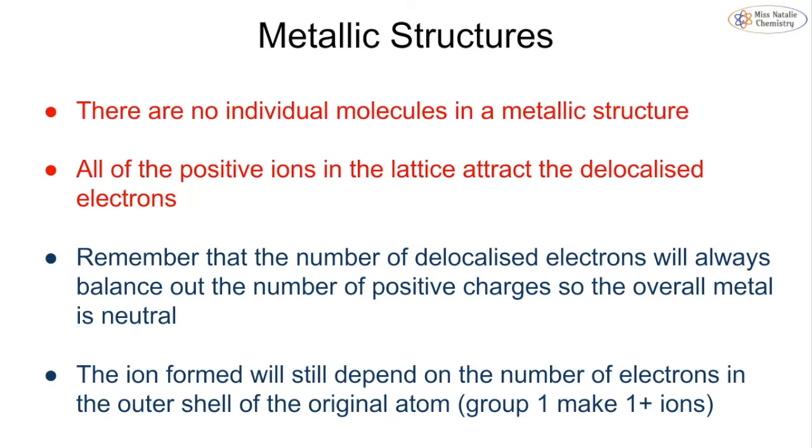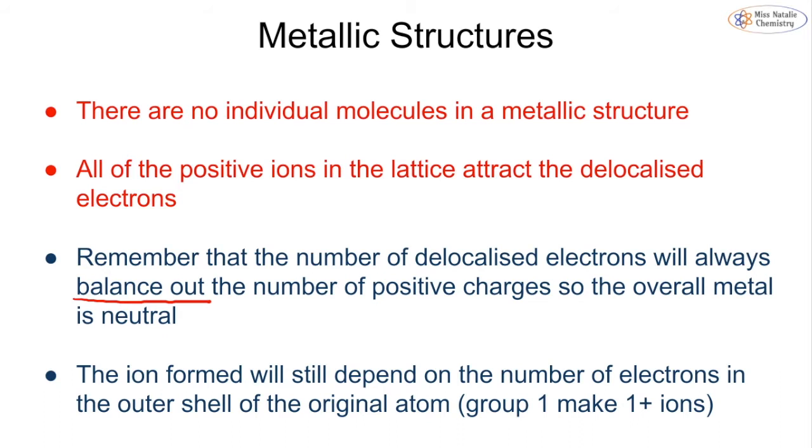Now, within a metallic structure, there are no individual molecules. All of the positive ions in the lattice attract all of the delocalized electrons. So unlike a covalent structure where you have these discrete individual molecules, in a metallic structure, there is an attraction between all the positives and all the negatives, and it's the overall attraction that holds everything together. Now, the number of delocalized electrons will always balance out the number of positive charges. So the overall metal is always neutral.